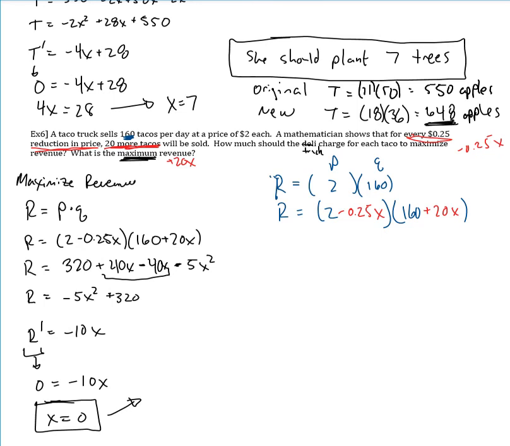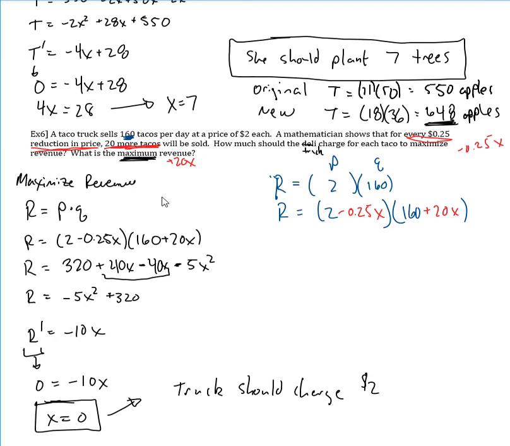So how much should the truck charge for each taco to maximize revenue? Well, I don't want to change this at all, so I don't want to subtract any 25 cents from it. This means let's not do any of them. So we should say the truck should charge $2 still, because there was no increase. X was 0, so I shouldn't subtract anything. We should just charge $2.